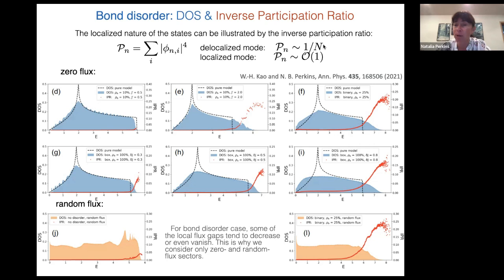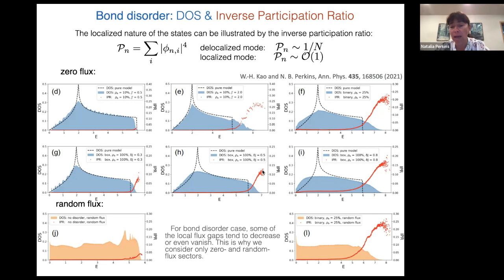And if, for example, it's completely localized on one side, then IPR will be just equal to one. So now everywhere here it's shown by red, and you can see that low energy states are never localized. So first of all, bond disorder of this type does not give us the pileup of the low energy states in the zero flux sector, and maybe a little bit in the random flux sector if we consider this kind of binary type of disorder, but it gives us some localization at the band edge.